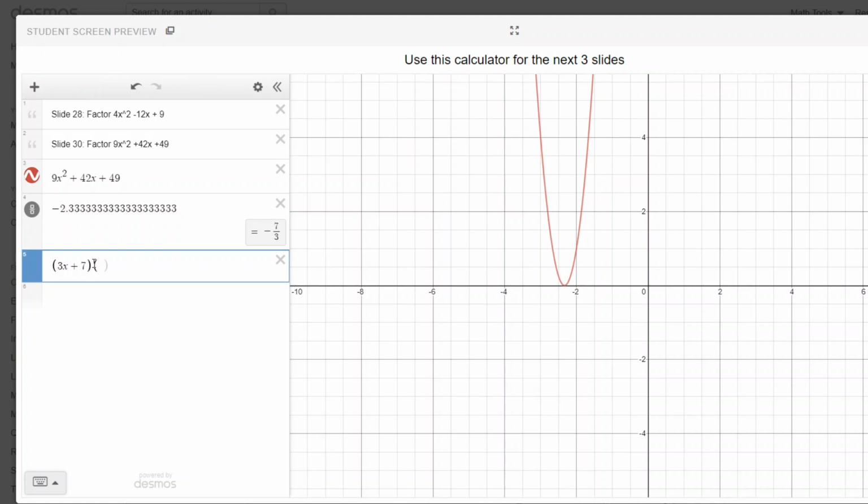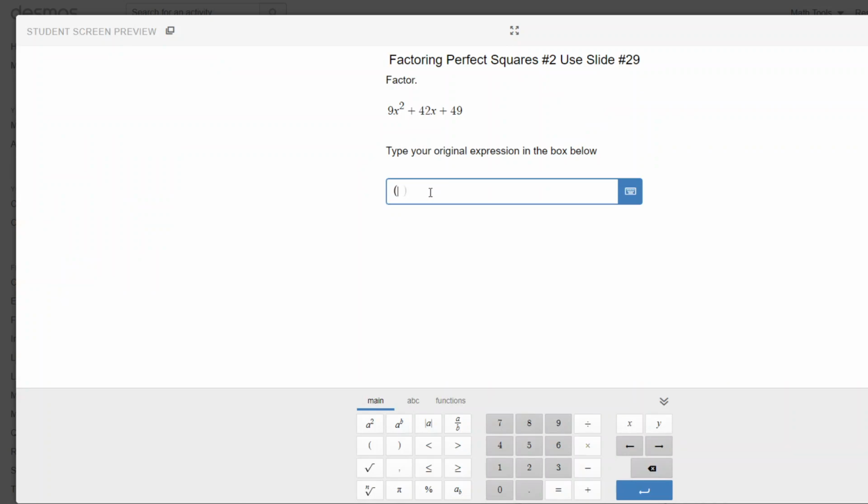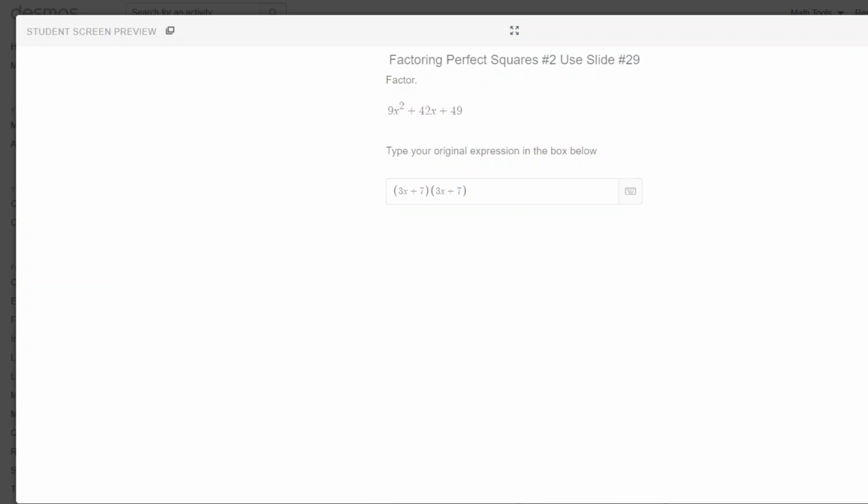And as it only touched once, that means it must be the same answer 2 times. So 3x plus 7, 3x plus 7, and you can indeed see that that is the correct answer. So 3x plus 7. I could put all squared, or this time I'll just do the same one twice. I don't see a submit button, so I think we are good.